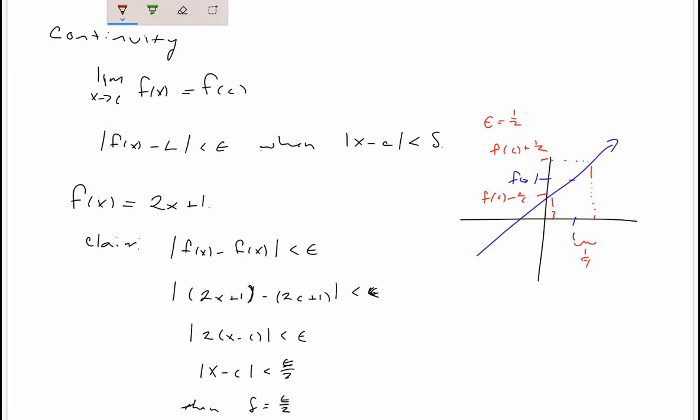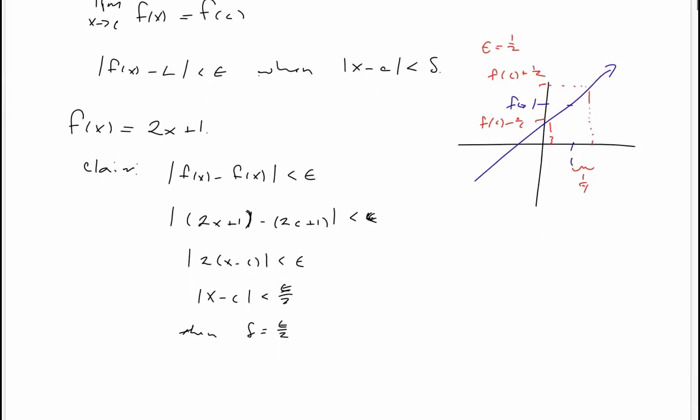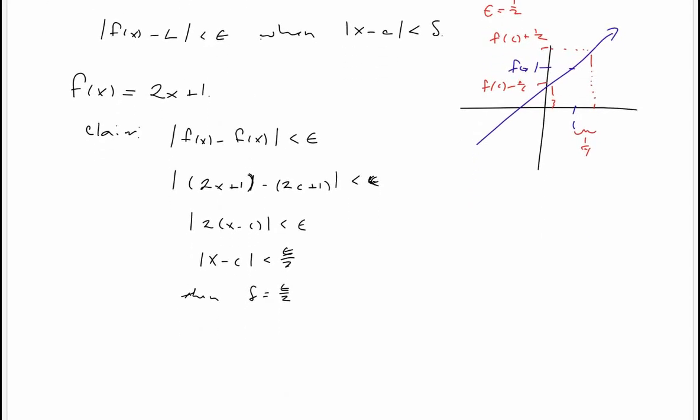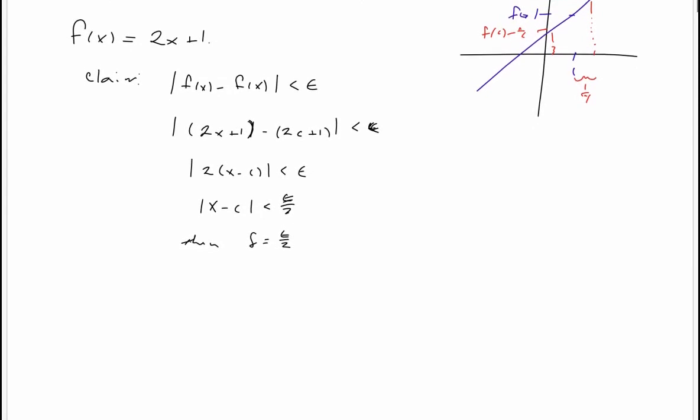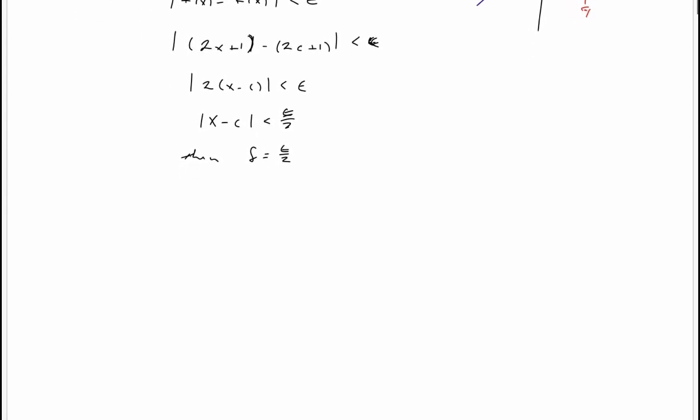Sorry, my allergies are getting me. All right. And that works for any value for epsilon that you pick. What we've done is kind of backwards from what we need to do, but it's the easiest way to find the delta.